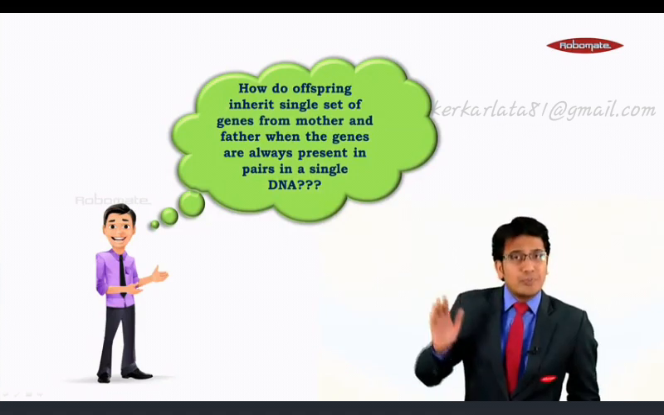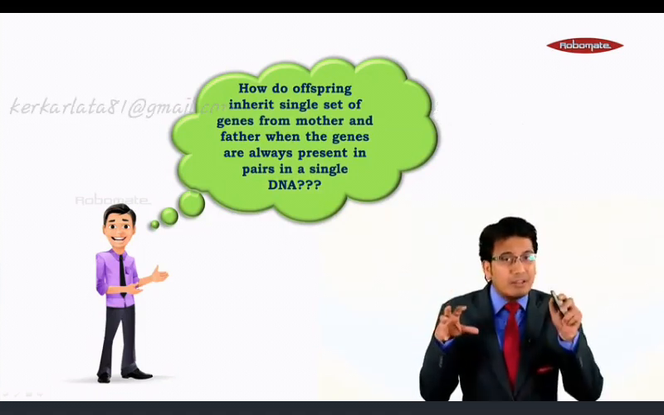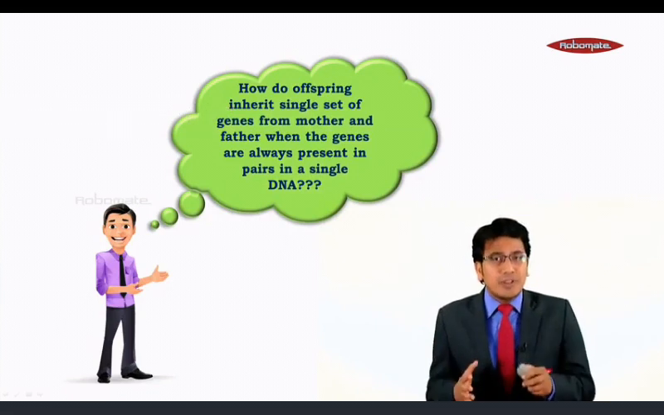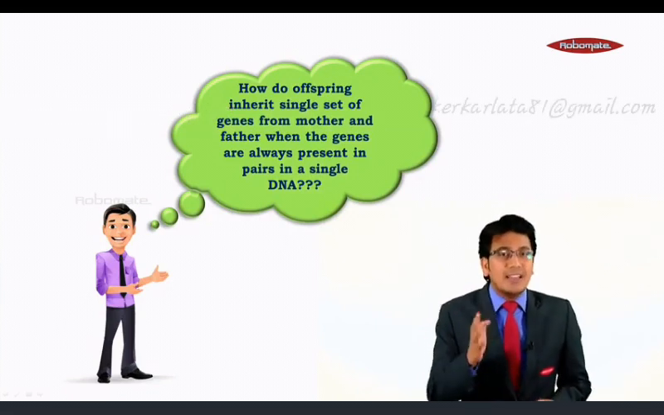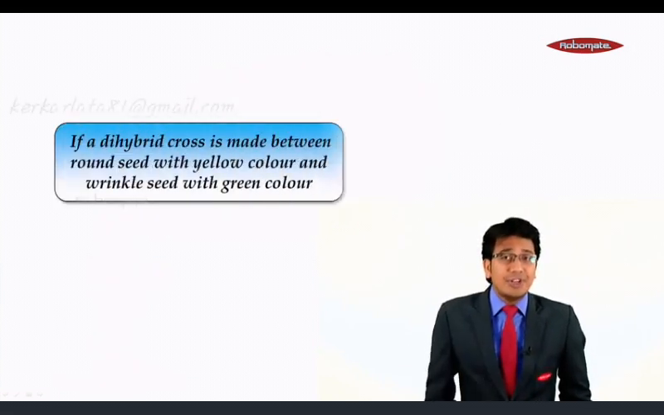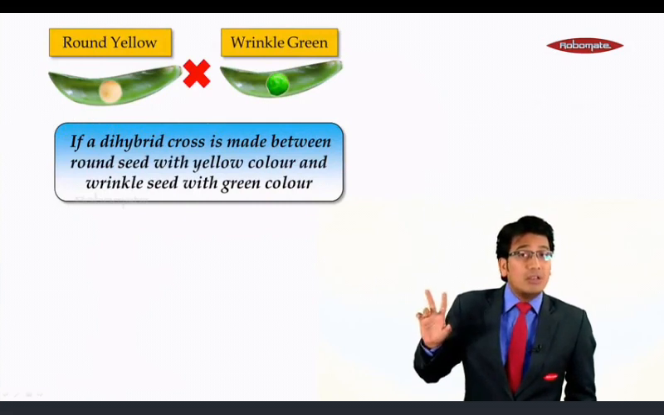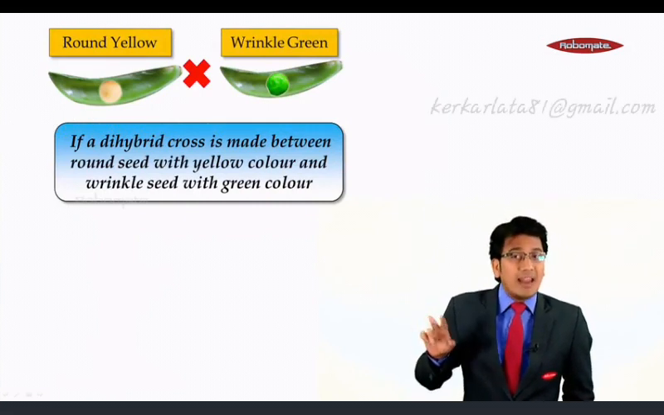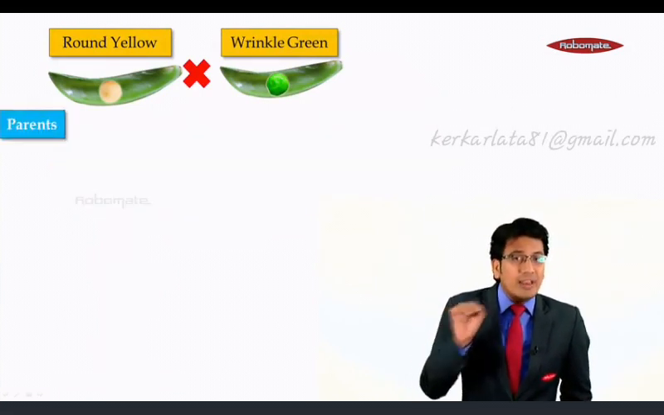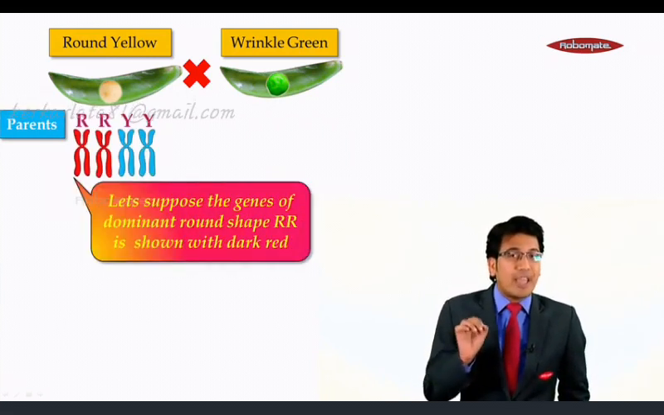But how do offspring inherit a single set of genes from mother and father when the genes are always present in pairs in a single DNA? Let's understand inheritance with an illustration. If a dihybrid cross is made between a round seed with yellow color and a wrinkled seed with green color, the parents will be capital R, capital R, capital Y, capital Y.